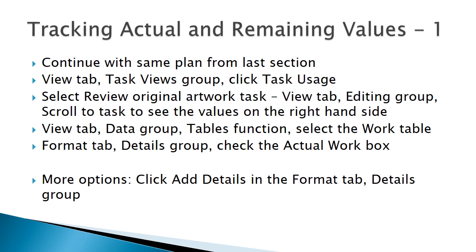Continue working with your plan from the last section. The task usage view is a split view showing the tasks and their resources on the left-hand side. The right-hand side shows us the scheduled work values for the resources. We will need to scroll to task to see the data for the review original artwork task. By viewing the work table on the left, we can see the actual and remaining work columns.